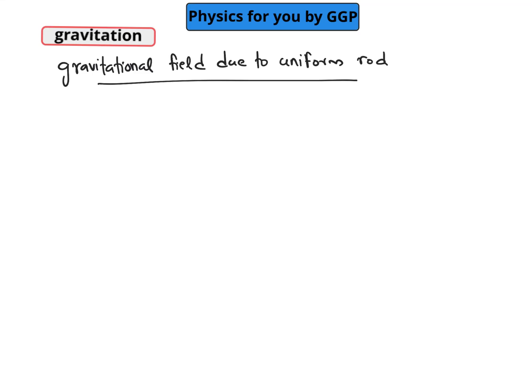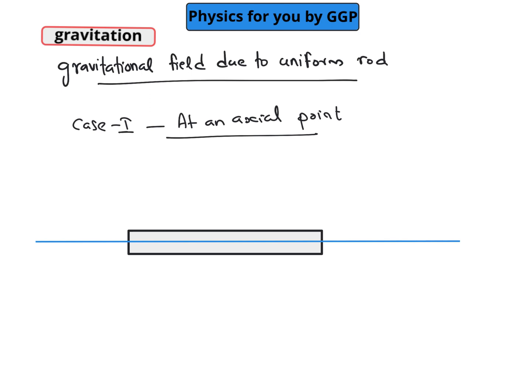I will discuss how to find out the gravitational field due to a uniform straight rod. In the first part, we are going to discuss the value of the gravitational field due to a uniform rod at an axial point. Just consider a uniform rod of mass m and length L, and we are going to find out the value of this gravitational field at a point P on its axial line, which is at a distance r from the end.